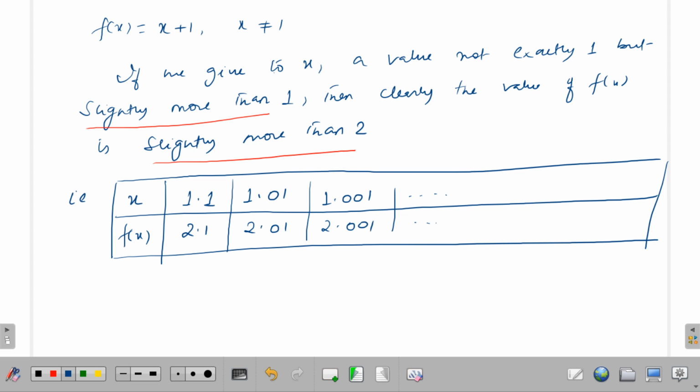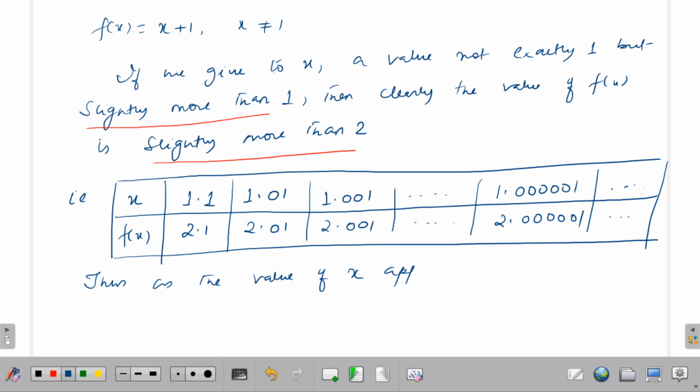And so it goes on. Let me go with another big number, 1.000001, which will give 2.000001. So thus, as the value of x approaches 1, which means it's not equal to 1 but is getting nearby 1, the value of f of x approaches 2.